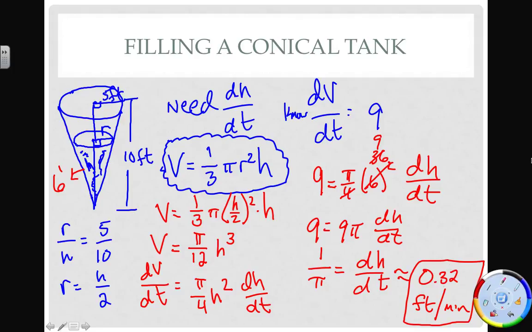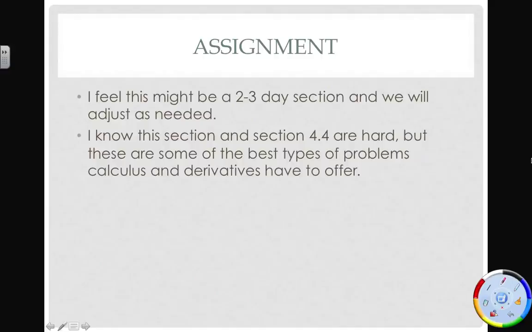All right, so that's our 3 examples for the day. I feel that this is going to be a little bit like 4.4, so we'll take a couple days. We'll adjust as we need during class time. I know this section and section 4.4 are hard, but like I mentioned at the very beginning, these are some of the best types of problems that calculus and derivatives have to offer. After we get out of this chapter, we're going to really get into anti-differentiation and integrals and all that sort of fun stuff. Then we can really start jumping deep into our AP practicing.